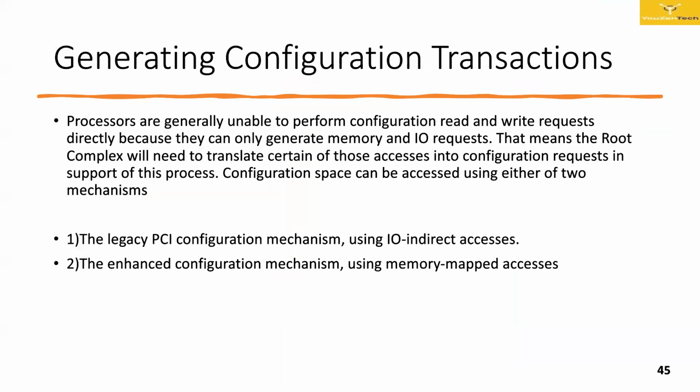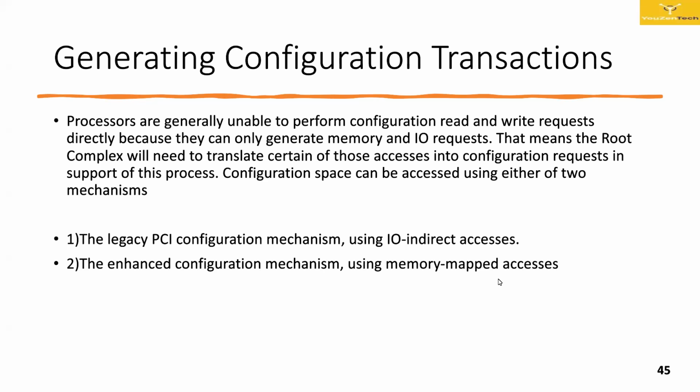So what it is doing is coming and writing the address in the address port, and then doing the read or write on the data port. Then your RC generates a config transaction with this address, with the value that the processor has written in the address port and the data port. So it is taking 2 cycles, right? But this is one way, and the other is the enhanced configuration mechanism, where we are using memory mapped accesses.